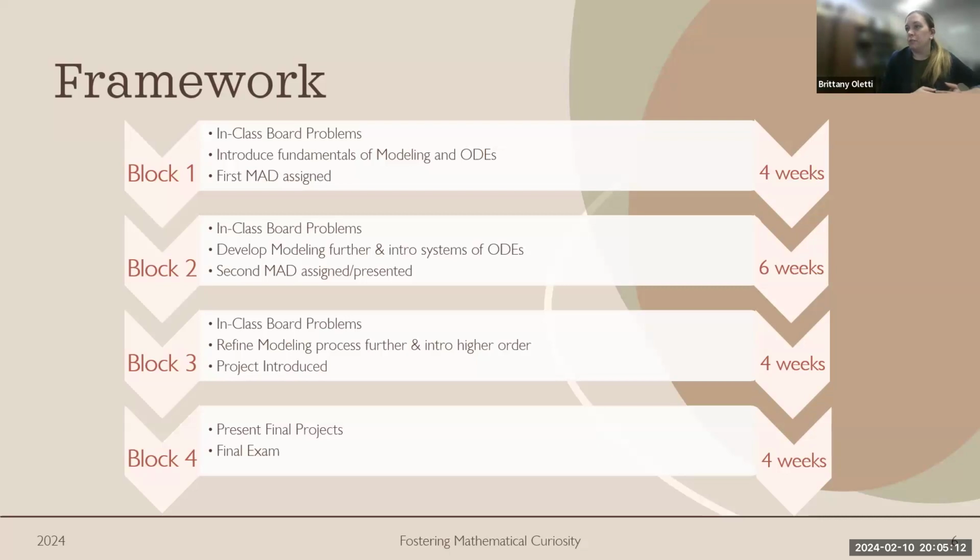And then in block 3, we refined this modeling process a little bit more. They already did their second MAD in block 2, and this is where we introduce that project that they get to do. And then finally, the last block, if you would, is mostly them working on those final projects and their final exam. There's an exam at the end of each block 1, 2, and 3. So a total of 4 major graded assignments or exams in the course.